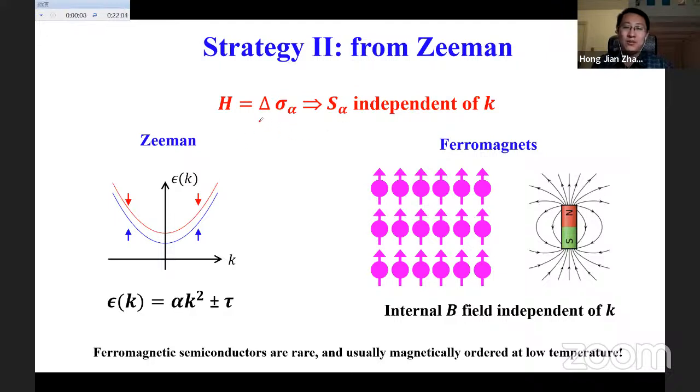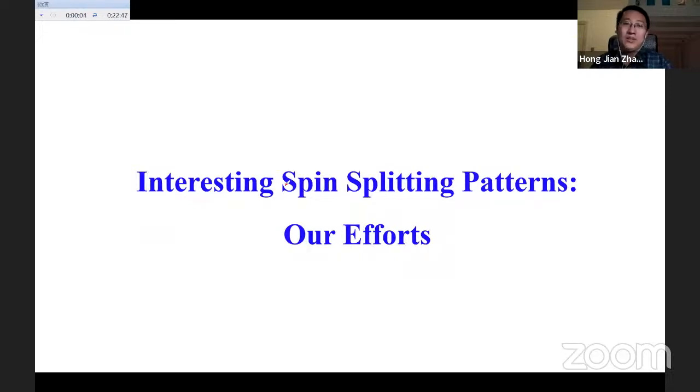Typically, you see the Zeeman spin splitting Hamiltonian is given by this, because in ferromagnetic material there is some spontaneous magnetization, and it is as if you have a magnetic field homogeneously in the material, which doesn't depend on electronic momentum K. Such a magnetic field can couple with the electronic spin, yielding a spin splitting which is free from K. But you see, ferromagnetic semiconductors are very rare, and the magnetic ordering temperatures for ferromagnetic semiconductors are usually very low. And now, after introducing the basic spirit and some basic physics in spin splitting, let me introduce our efforts in this area.